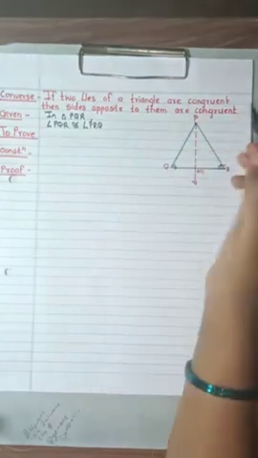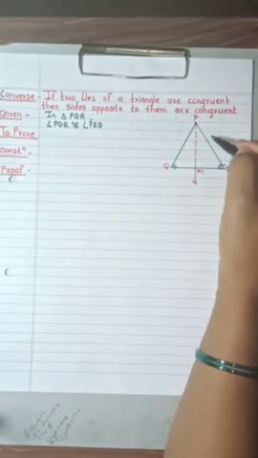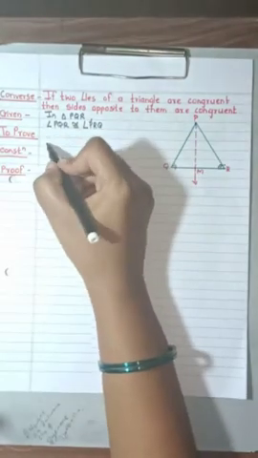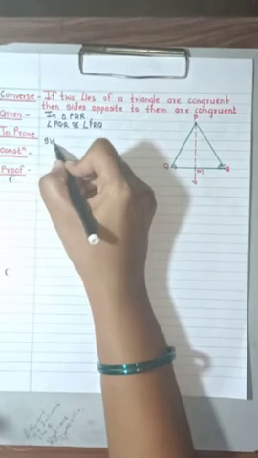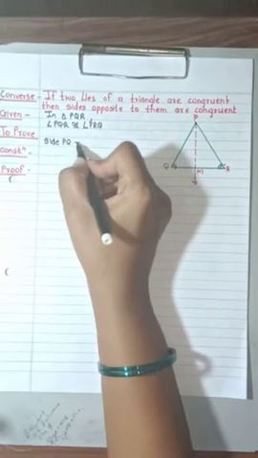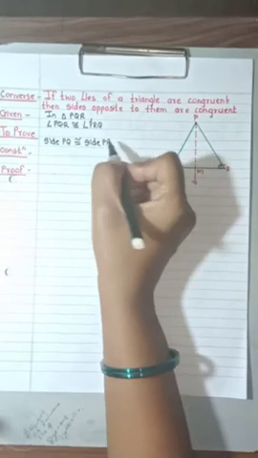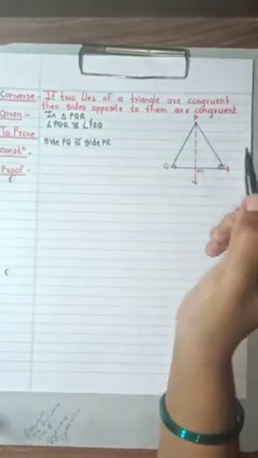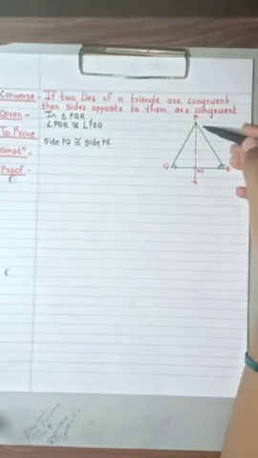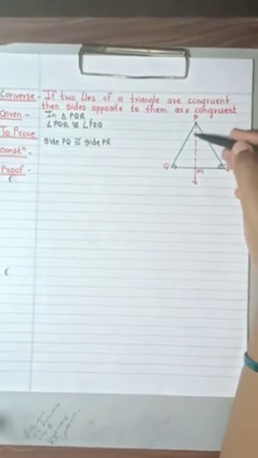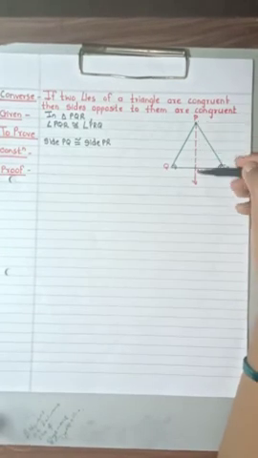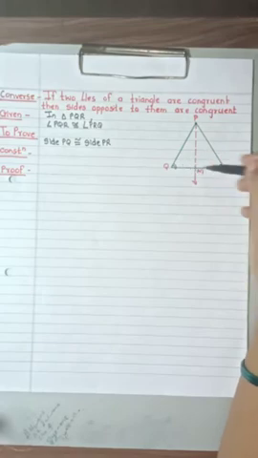Now you have to prove that side PQ is congruent to side PR. I'll write down here: side PQ is congruent to side PR. Now as a part of construction, once again, you are going to draw the angle bisector of angle P such that it will intersect side QR at point M.